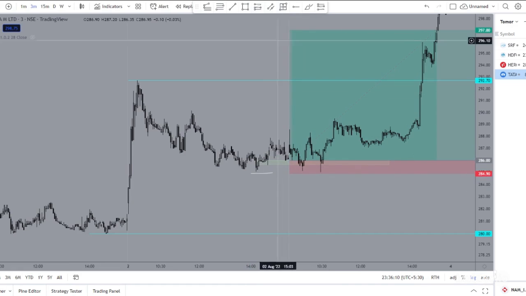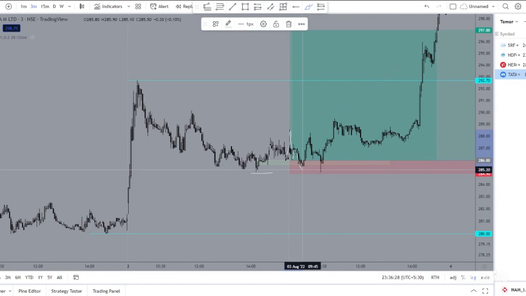Once this entry was taken, price went up. I was in profit. Price retraced, went down. I was in small loss. If there was some novice trader, he would have panicked and just exited the trade in loss. But still, you can see it went up, it went down, but still, I was waiting for my stop loss to hit.